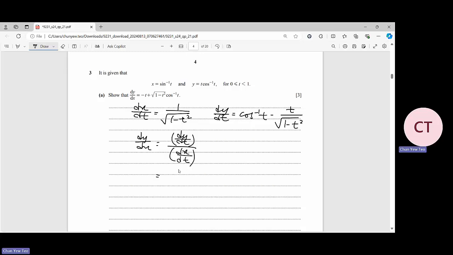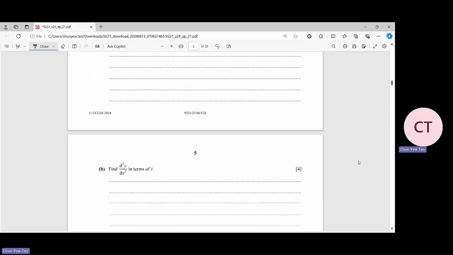Which means it is cos of t minus a t over the square root of 1 minus t squared, divided by 1 over 1 minus t squared. If you expand and simplify, you will get the square root of 1 minus t squared times cos of t minus a t. Okay, that is my dy dx. Done for part A. Then we move on to part B.